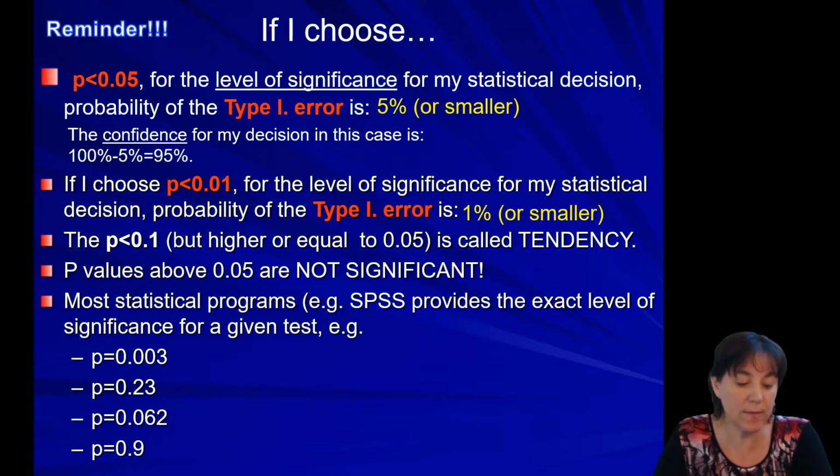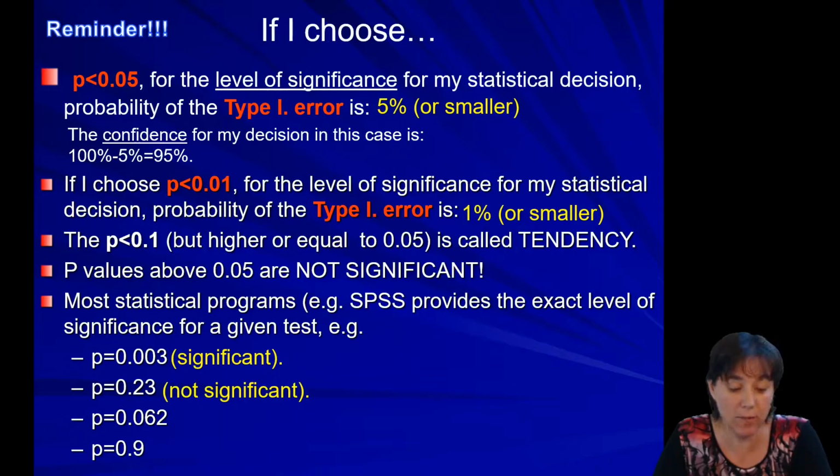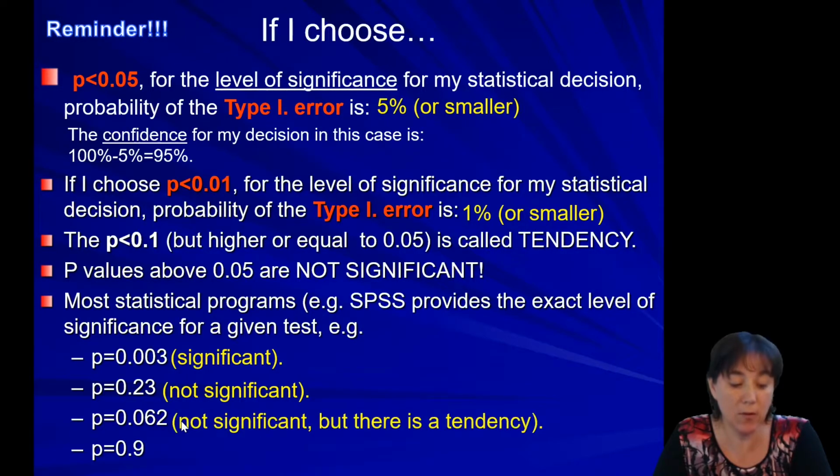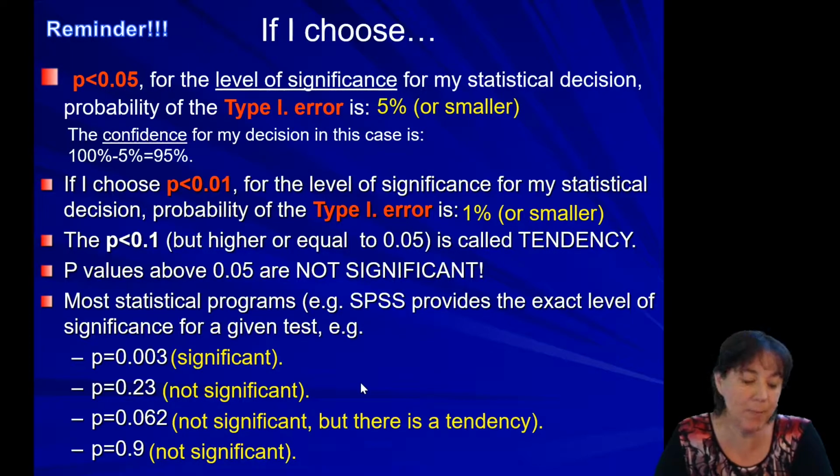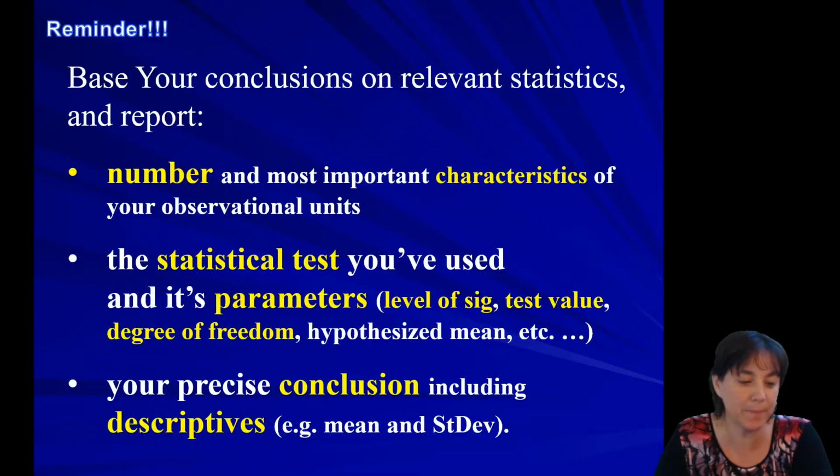And this is just some examples that most statistical programs will provide you with an exact level of significance. Okay, and of course this is significant, this is not significant, above 0.05. This is not significant, but there is a tendency, okay, we're at this point, and not significant. Please practice these. It's evident, but still it needs some practice. Also a reminder how to do conclusions.